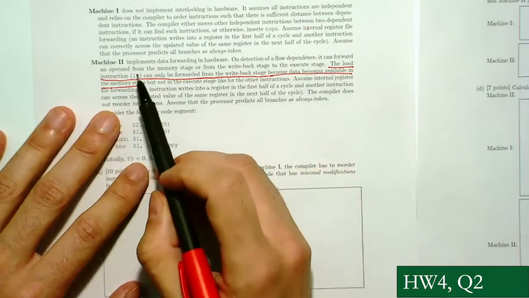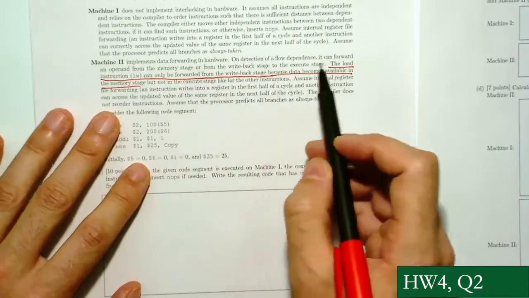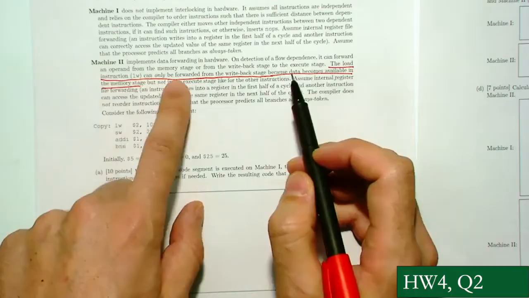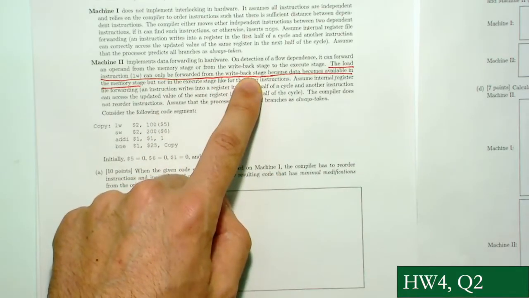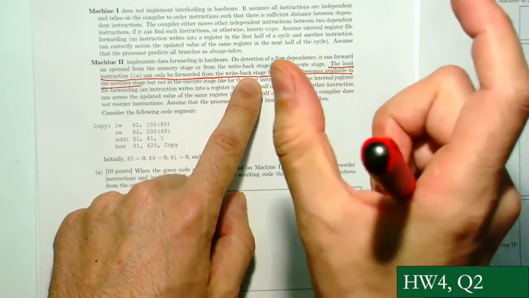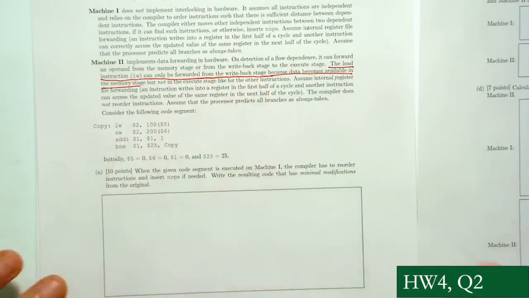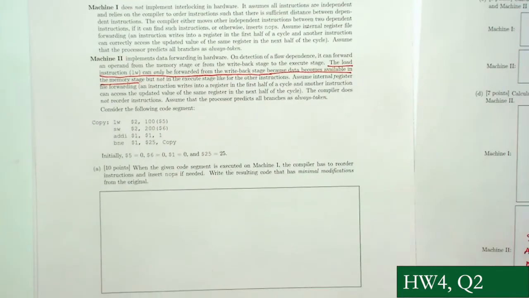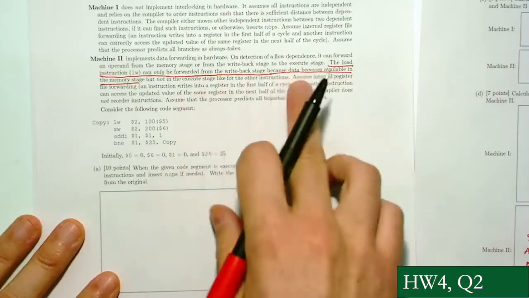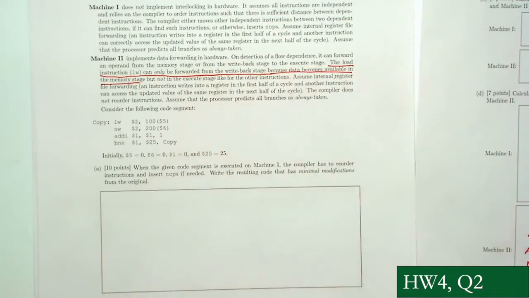it can forward an operand from the memory stage or from the write back stage to the execute stage. So the load instruction can only be forwarded from the write back, because the value is ready in the memory stage. So in the next stage, you can forward to the execution stage. The underlying details are not specified, but we have to assume that we can do what is specified in the question, basically.